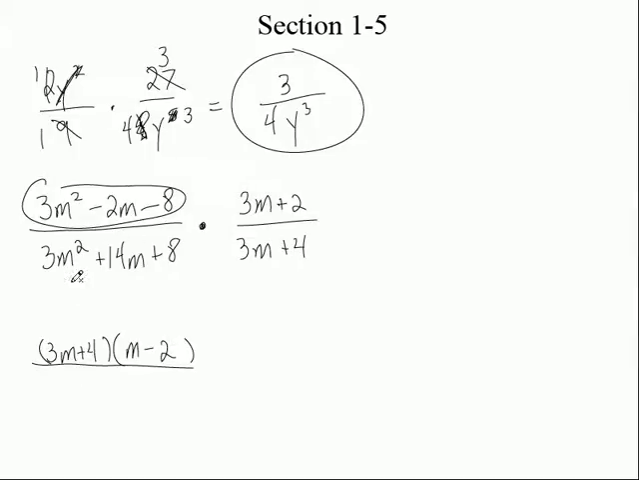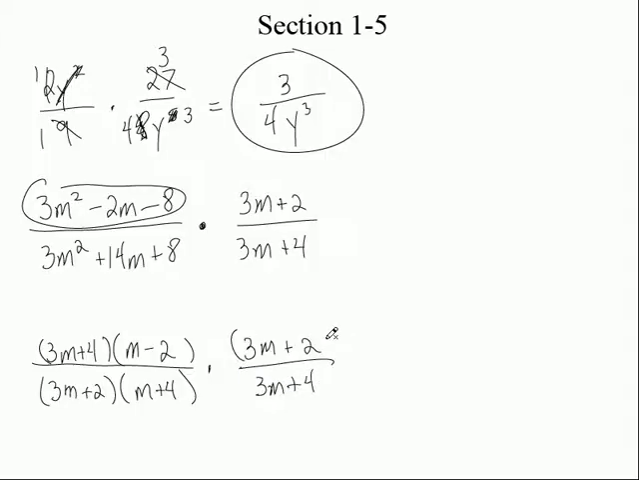All right, and then we factor the bottom. And the bottom is going to be 3m plus 2, and it's going to be m plus 4. All right, and we're multiplying by 3m plus 2 over 3m plus 4. If it makes it a little easier, you could just put those in parentheses, because that's all being multiplied by this stuff, isn't it? Now, once we did that, look, again, they rig these things, don't they?